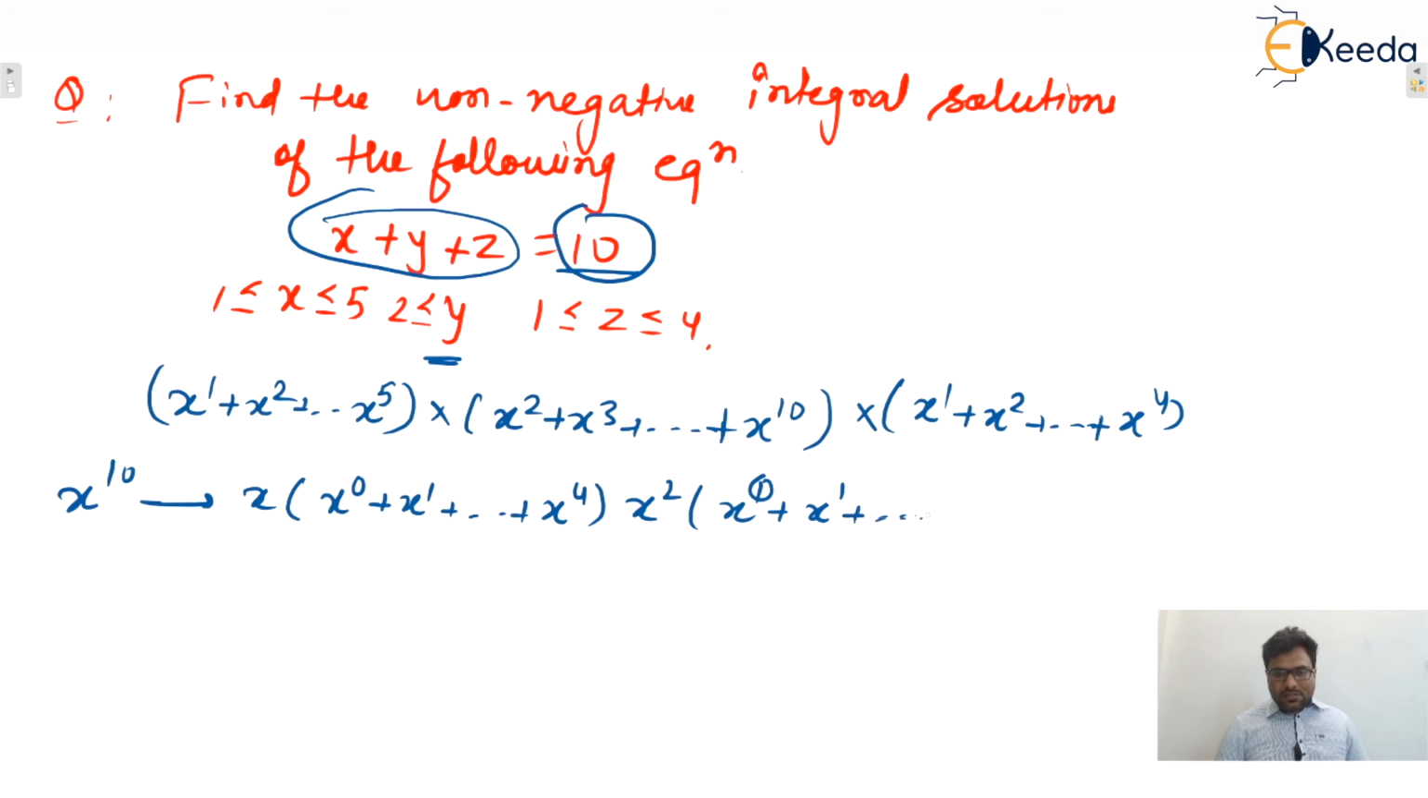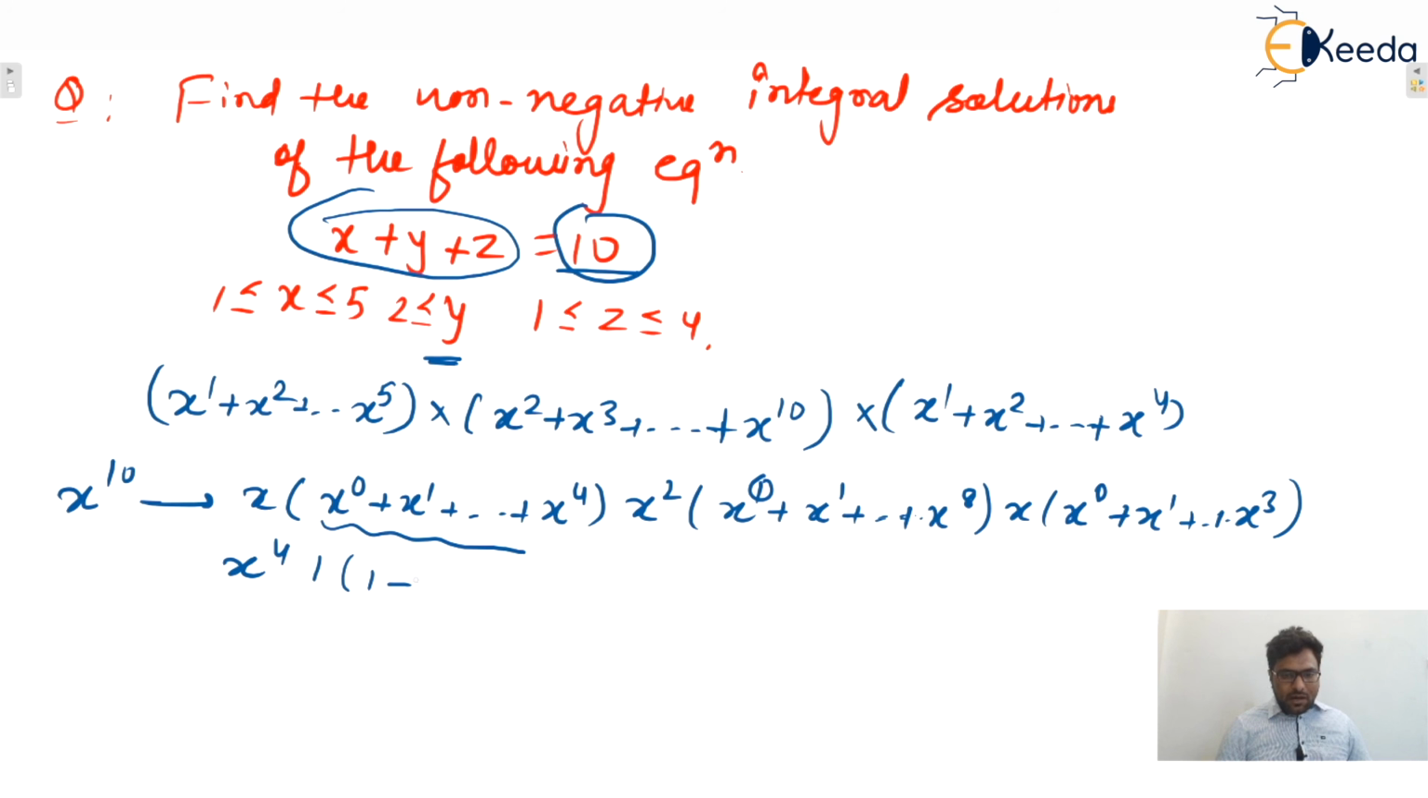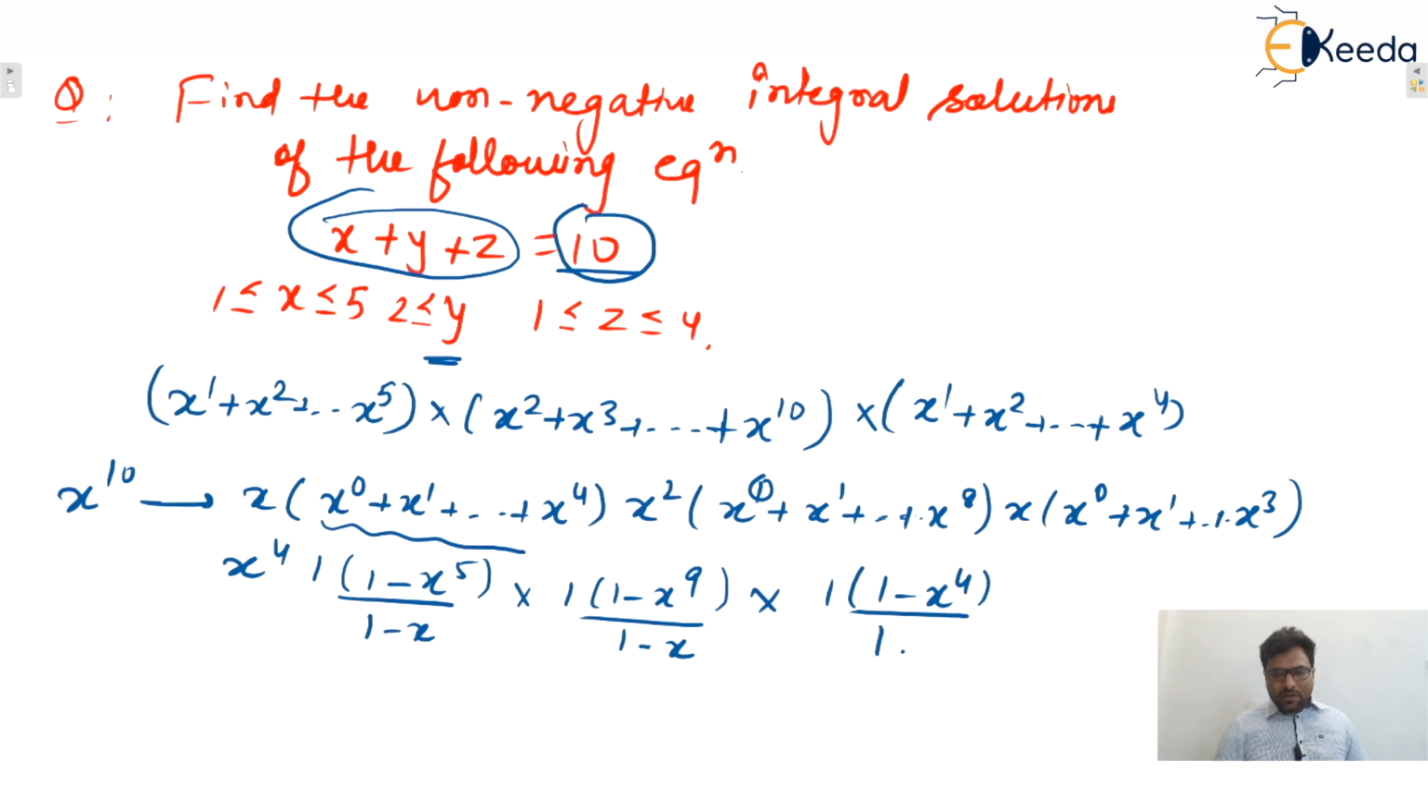Then we can say that this is up to x power 8. Then take x as a common, so this becomes x power 0 plus x power 1 up to x power 3. Yes or no? So we can say that this expression becomes x power 4. Yes, this is a GP series, so the sum of a GP is a into 1 minus x power n, where n is the number of terms, divided by 1 minus x. So we can say that 1 into 1 minus x power 9 divided by 1 minus x, and this becomes 1 into 1 minus x power 4 divided by 1 minus x.